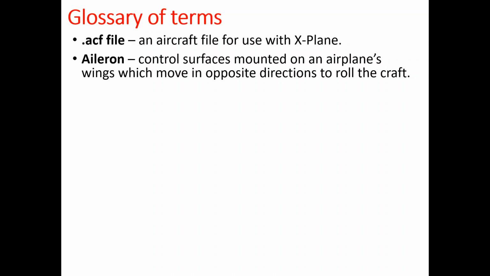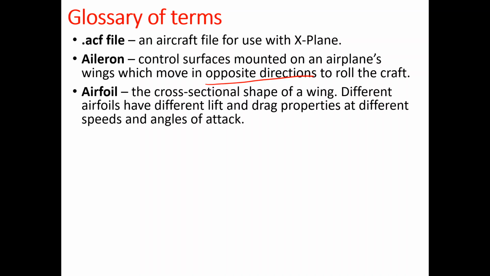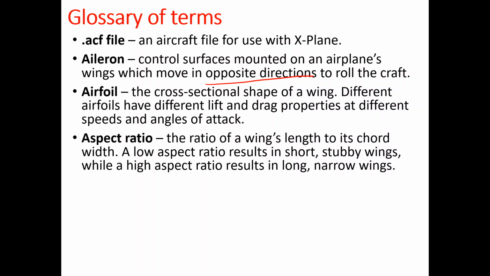Anyway, I've talked about these terms before. Just a reminder, ailerons are the control surfaces mounted on an airplane's wing, which move in the opposite direction to roll the aircraft. Right? That's one of the most important parts of the ailerons, right? Airfoil is the cross-sectional shape of a wing. So airfoil is always a two-dimensional thing. Different airfoils have different lift and drag properties at different speeds and angles of attack.